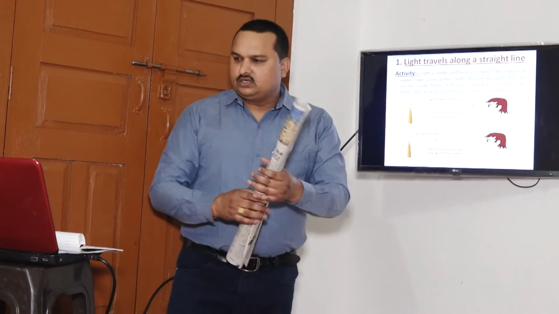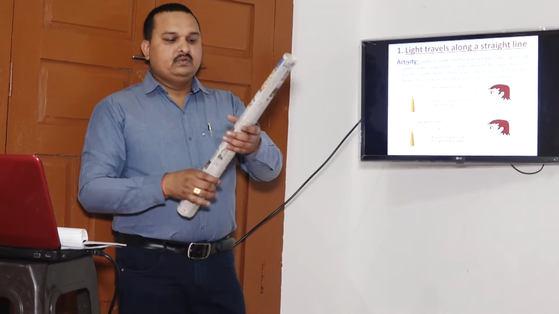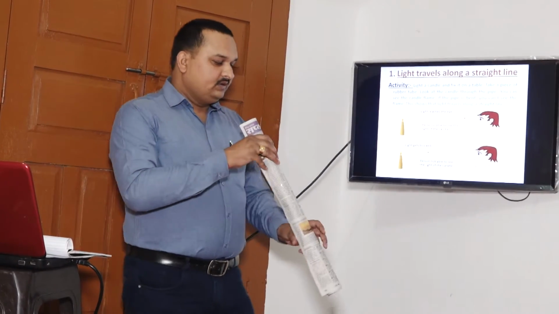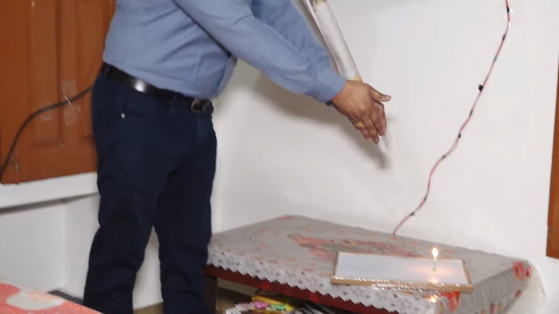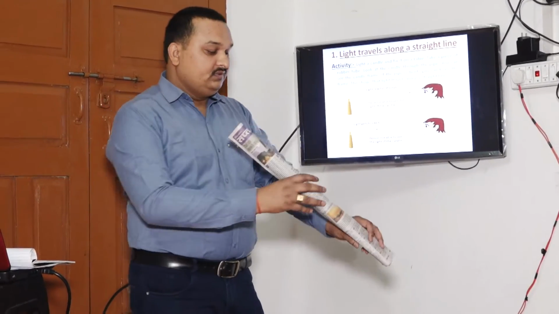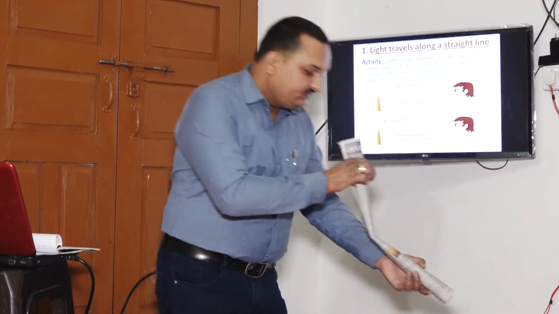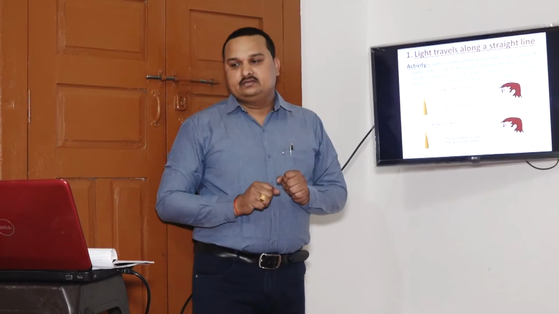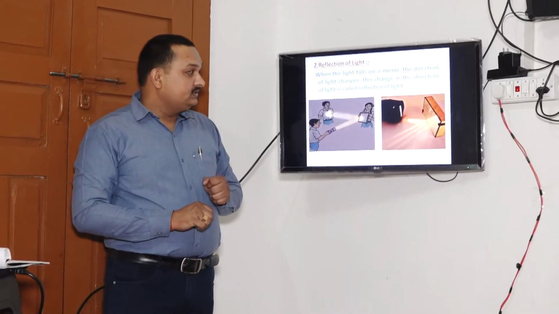In place of a rubber tube, we will use a paper pipe. We will make a newspaper pipe, and we can see through it if it is in a straight line position. So light travels in a straight line. If we bend it in the middle, then we can't see the flame. So it means light travels in a straight line. Now the next topic: reflection of light.